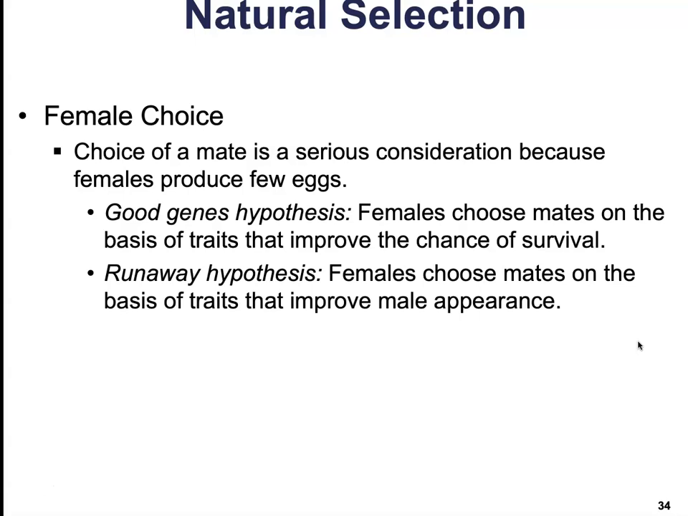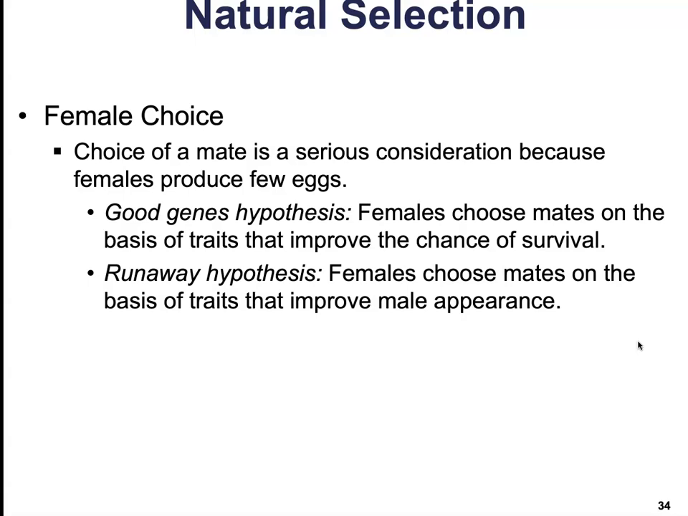We're going to see the good genes hypothesis a lot more in areas where survival is difficult. In areas of high predation or harsh conditions like frozen tundra, we're going to see that females are going to be choosing mates that are strong, that have maybe good muscle mass, have thick fur coats, have characteristics that will help them compete for survival.